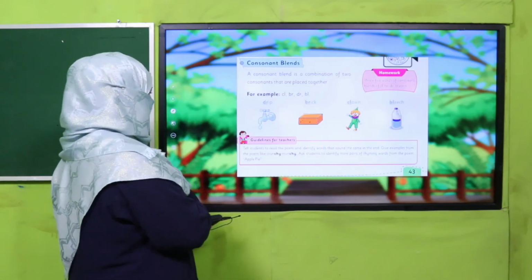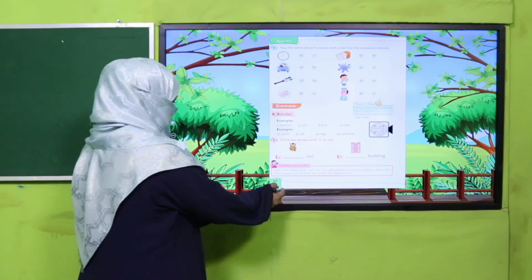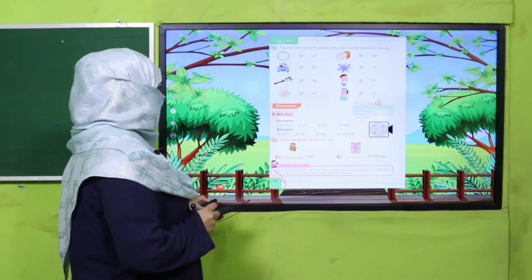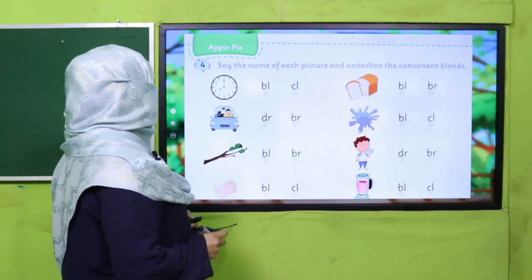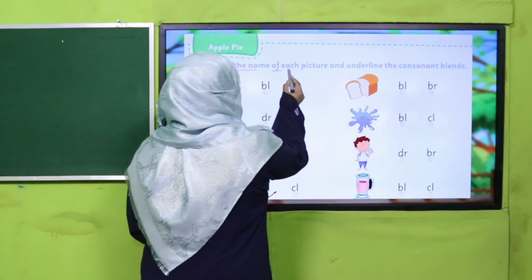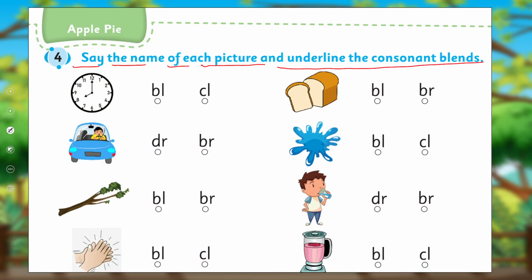Okay, so let's practice it further. It's here in your book. All of you open your book on page number 44, and this is the practice. Say the name of each picture and underline the consonant blend. Now you will look at the picture, say its name, and find out which consonant blend it has. Okay, so what is this? It's a clock. So which consonant blend does it have? Yes, it's cl. Likewise, you'll keep looking at the pictures and find out which consonant blend each word has. Okay, so pause the video, complete this task in your book, and then come back.